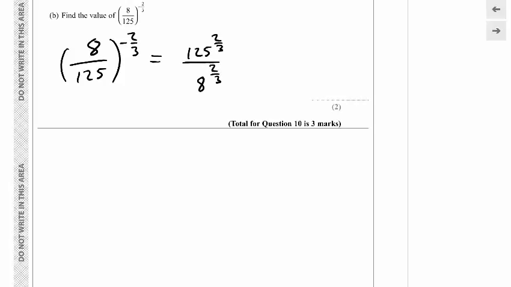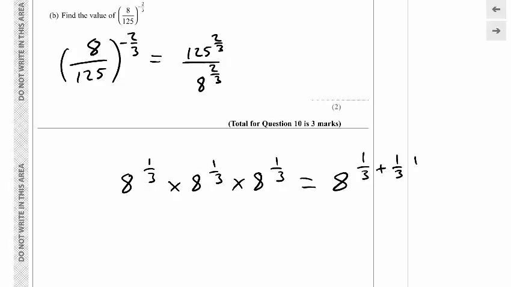but all I have to do then is just remember what I did in the last video. So just remember that if I had, for example, 8 to the power of a third, and then if I multiply that by 8 to the power of a third, and then multiply that by 8 to the power of a third, well, because it's the same base, then I just add the powers together. So I've just got 8 to the power of a third plus a third plus a third. A third plus a third plus a third, that's 1, isn't it? So that's just 8 to the power of 1, which is just 8.